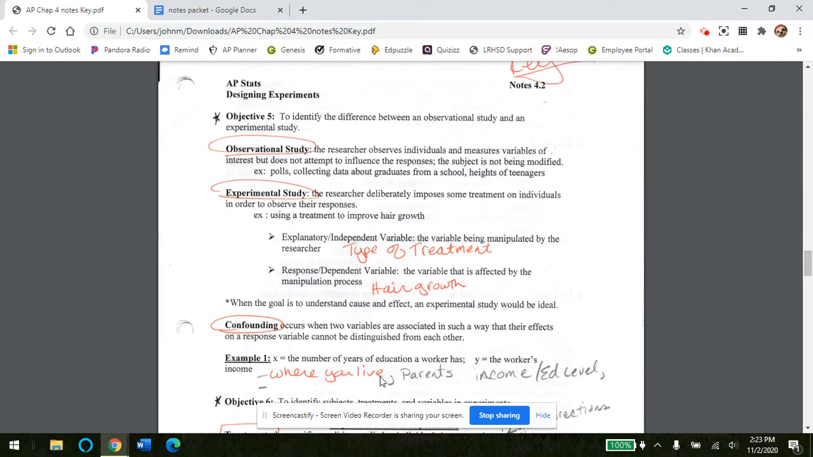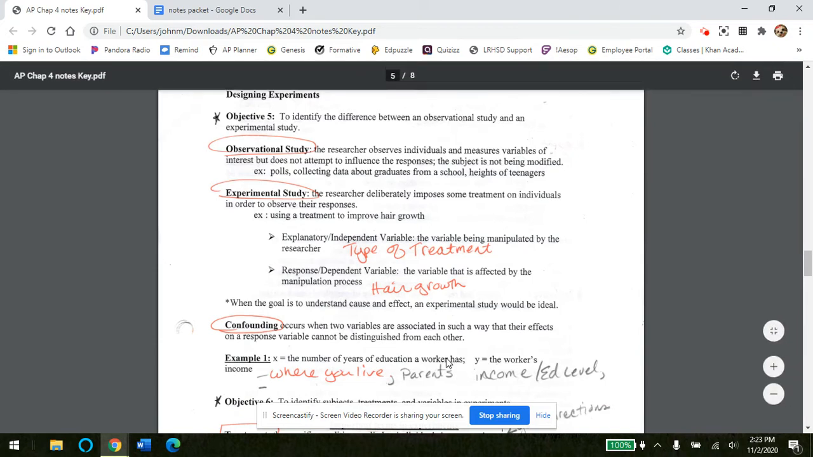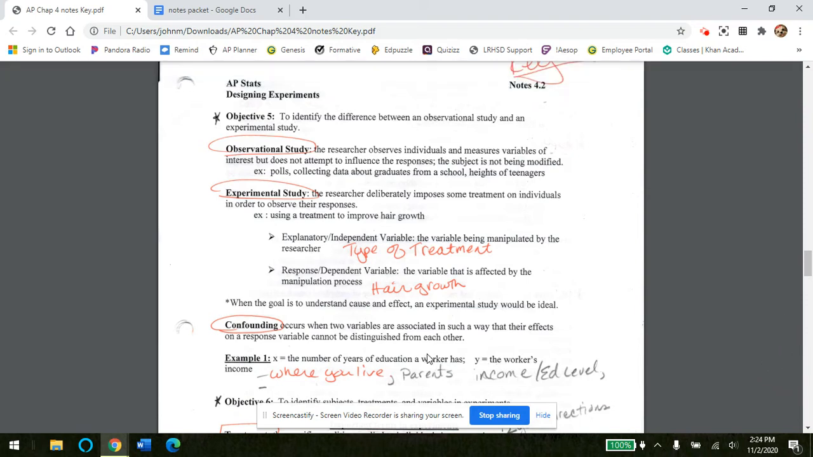Another would be your parents' income or education level. Both of those could be confounding variables. Your parents' income is going to impact how much education you get. All right. They're very related. Or your parents' educational levels, right, is proven statistically that when parents go to college more often, then their children also go to college. Whereas if parents don't go to college frequently, then the children, they're definitely related to each other.